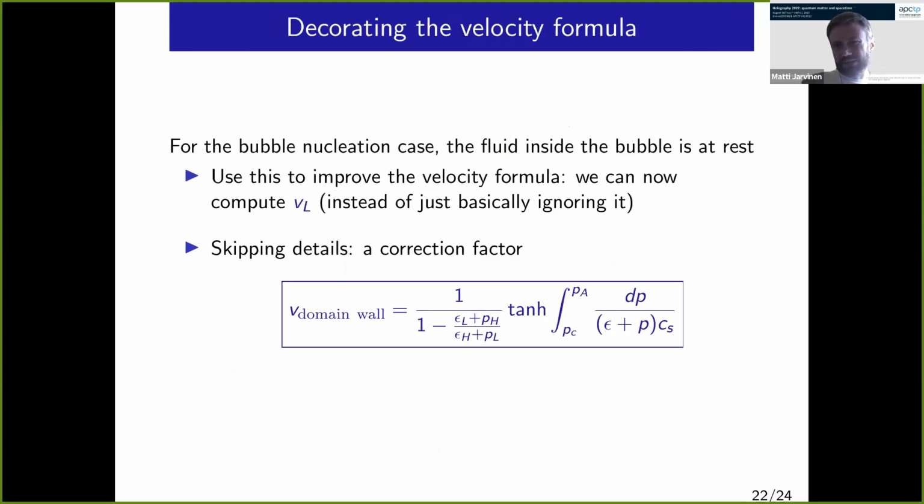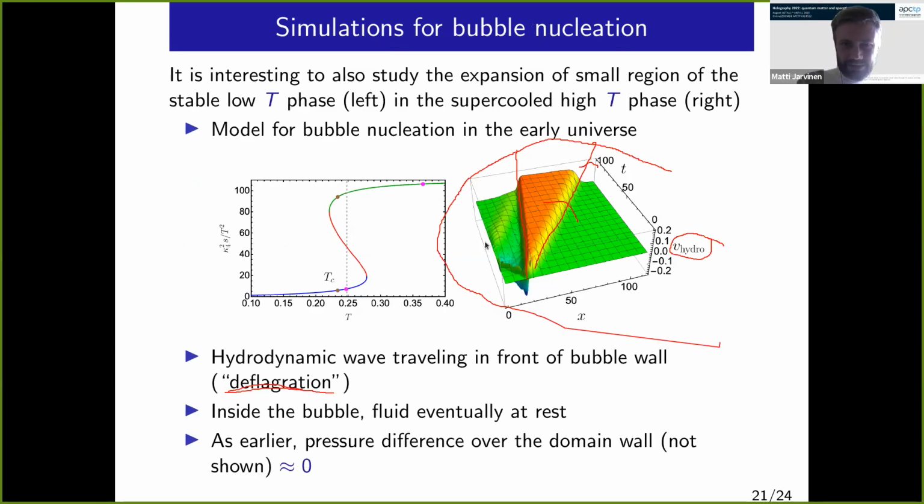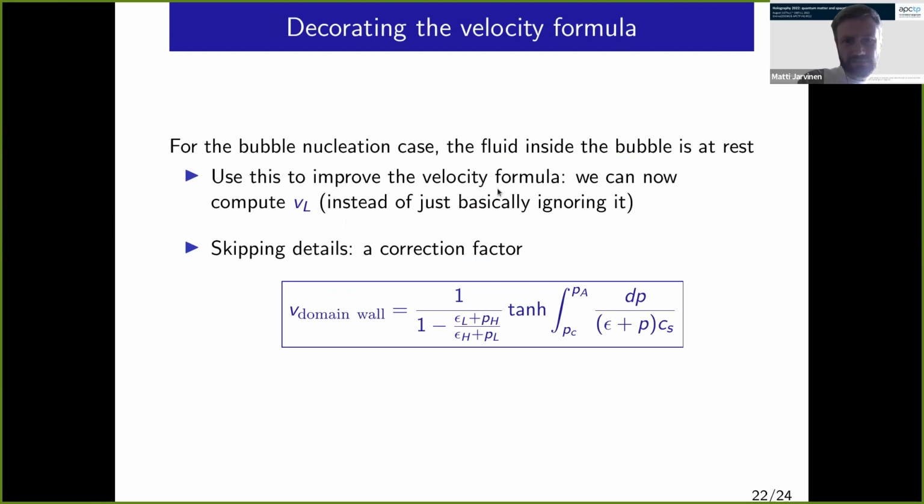And it turns out that in order to compare to the simulation result in this case, you need to upgrade the formula a little bit. You can use the fact that, as you saw from the simulation result, inside the bubble the fluid will be at rest. This means that you can compute the velocity in the low temperature phase, instead of just ignoring it in the computation.